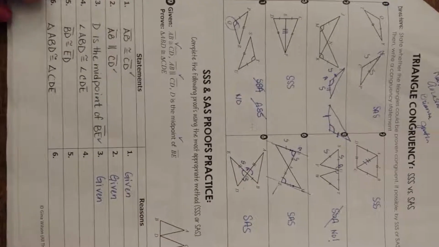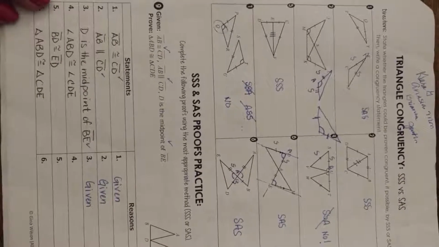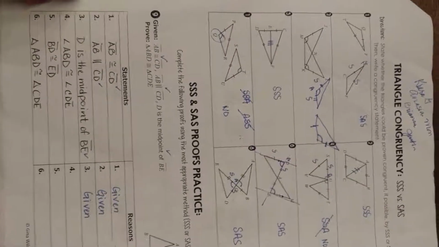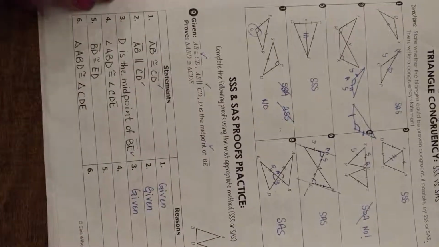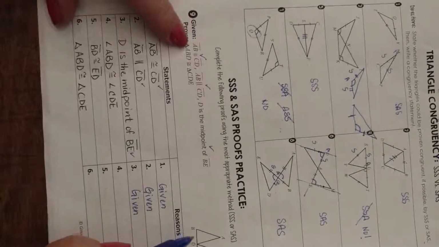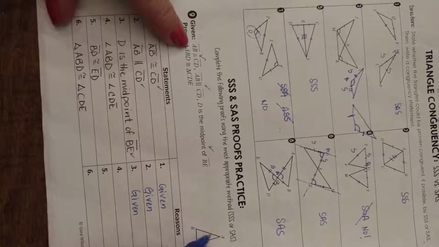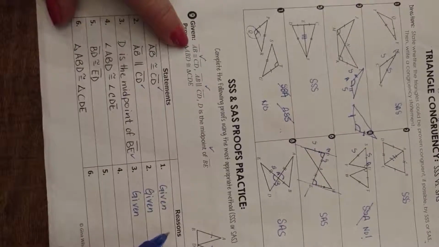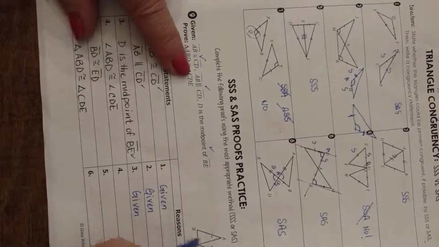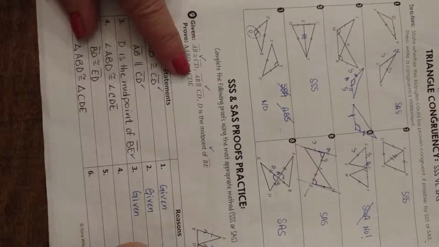Okay, so we move on to step 4, and we have angle ABD is congruent to angle CDE. Let's find those. Well, let's go mark our picture first. Segment AB is congruent to segment CD. Line segment AB is parallel to CD, and D is the midpoint.